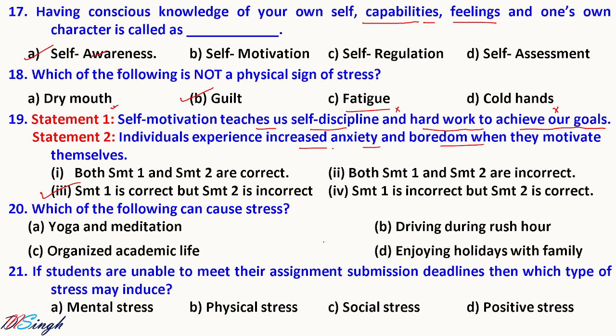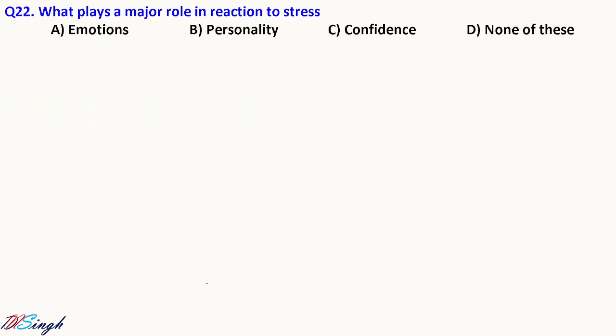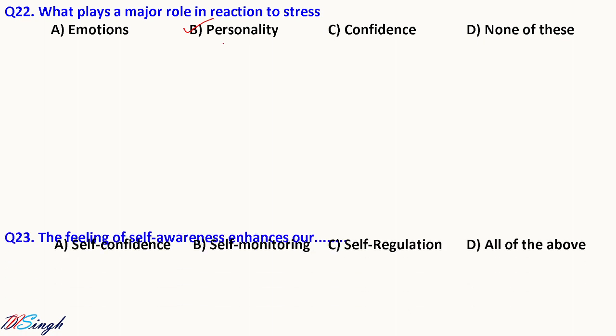If students are unable, the correct answer for this one is what? Driving during the rush hours. If students are unable to meet their assignment, that is also, I think, a repeated question. Mental stress is the correct answer for that. What plays a major role in reaction to the stress? I can say personality is the correct answer, because personality has these two components, like emotions. If you know any person's personality, you know what type of emotions that person will have, and confidence is also a part of personality itself.